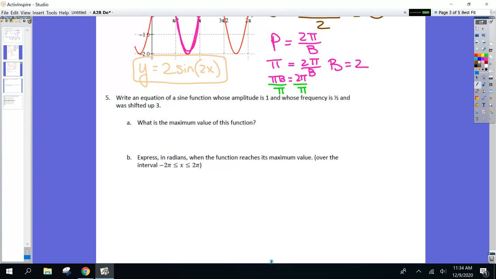Can you write this equation right now? I know it says part A, but there's actually a question before that, which is write this equation. Amplitude of 1, frequency of 1/2, shifted up 3. You got everything you need right there, guys. Everything you need is given to you to write this equation. Let's do it.